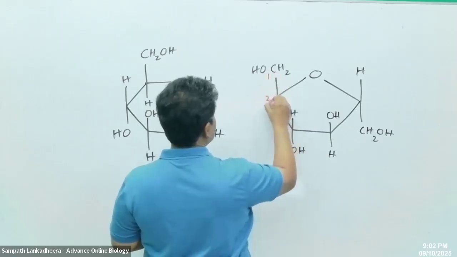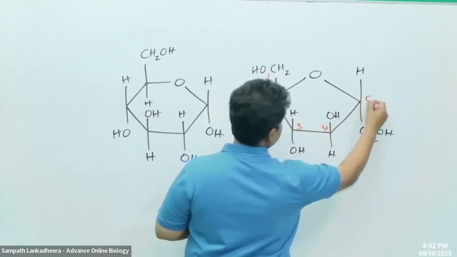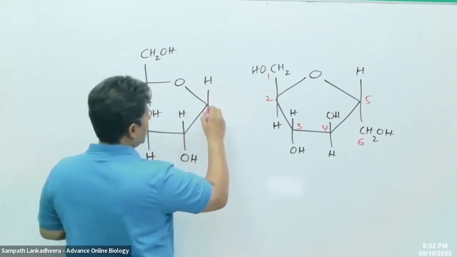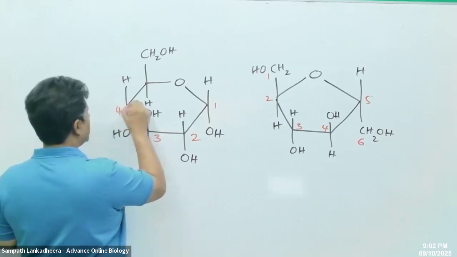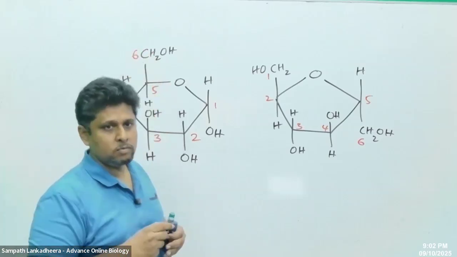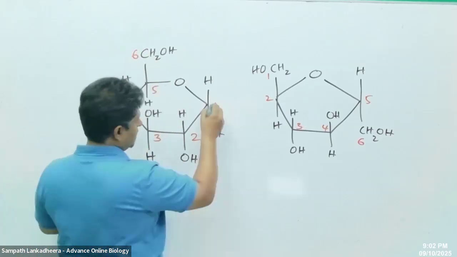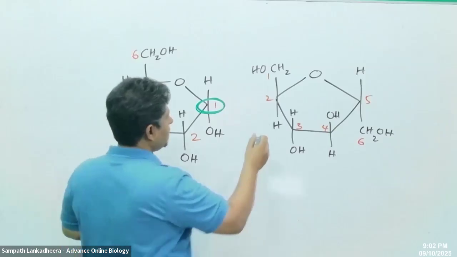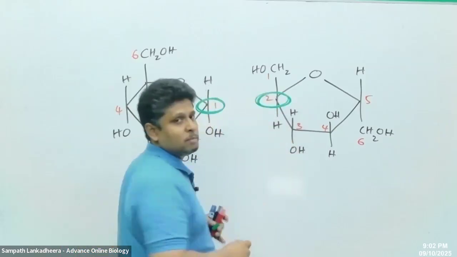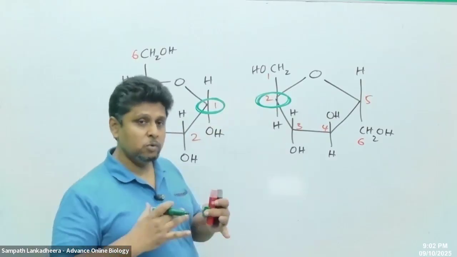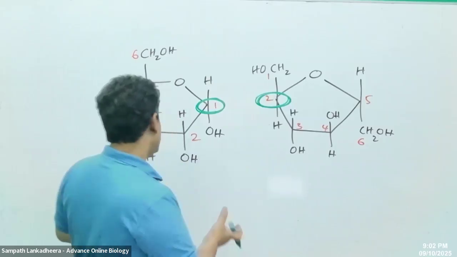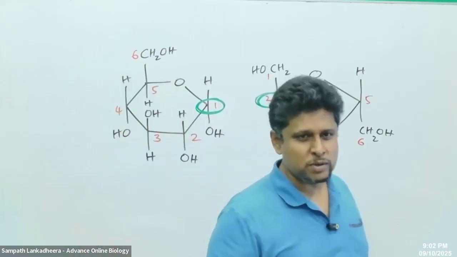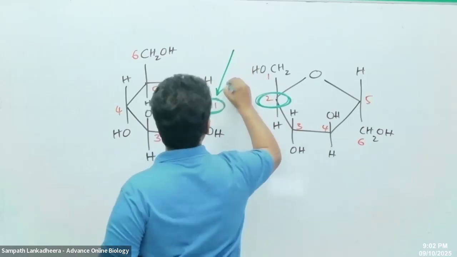So carbon number 1, 2, 3, 4, 5, and 6. It goes like that. And here also 1, 2, 3, 4, 5, and 6. That is how you number it. And then you have to understand, in glucose the first carbon atom is the point with the carbonyl carbon. Here, the second carbon atom is the point with the carbonyl carbon. Therefore, they are the most reactive points. It's easy to remember: for glucose and galactose, the first carbon atom; for fructose, the second carbon atom is the most reactive point. We call this reactive point the reducing end.